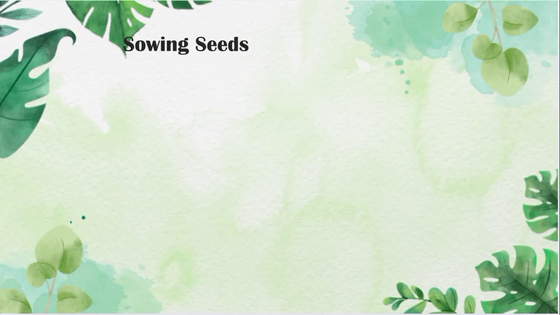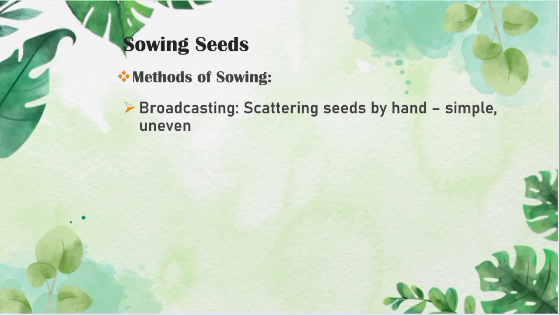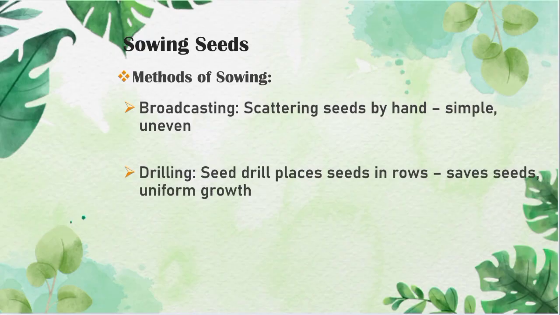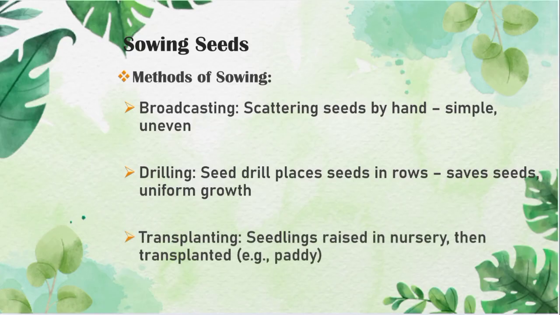Methods of sowing. Broadcasting, scattering seeds by hand. Simple, but often uneven. Drilling, using a seed drill to place seeds in rows, saves seeds and ensures uniform growth. Transplanting, raising seedlings in a nursery and transplanting them later, for example, paddy.